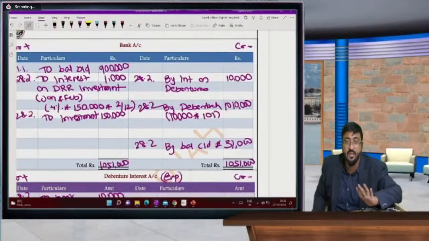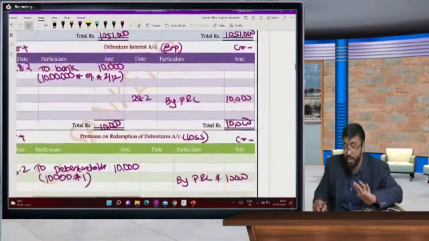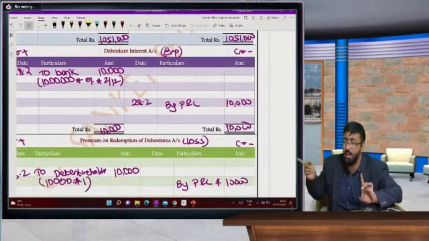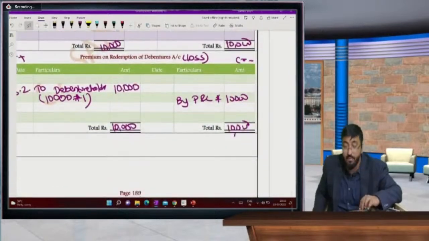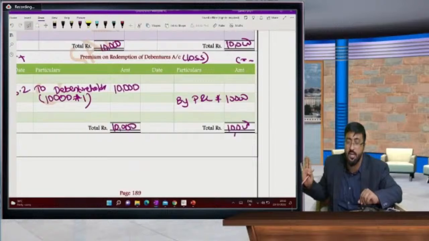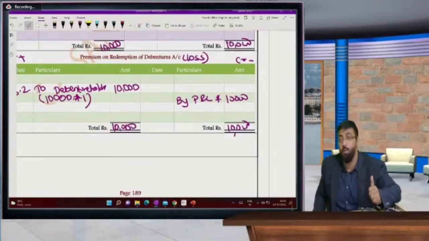So it is very simple. Just please visualize this format. My eyes are still closed. Next account, debenture interest account. It is expenditure. So debit plus, credit minus. Debenture interest account, to debenture holder, to debenture interest, to bank and by profit and loss account. Next one, premium on redemption. Premium on redemption is nothing but your loss. So to debenture holders and by profit and loss account.